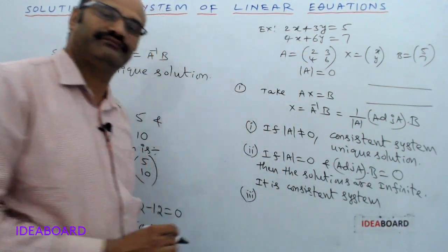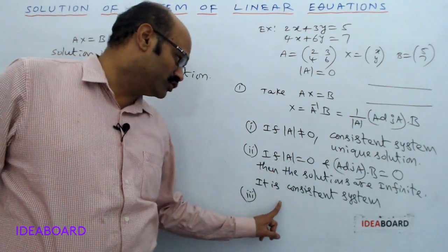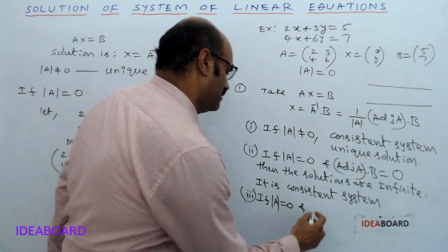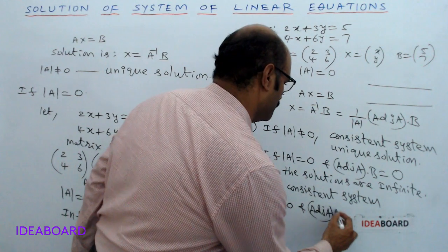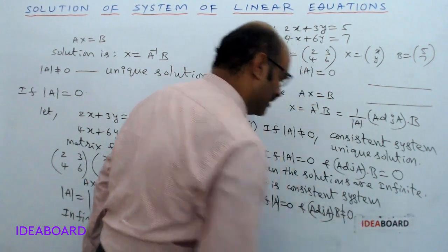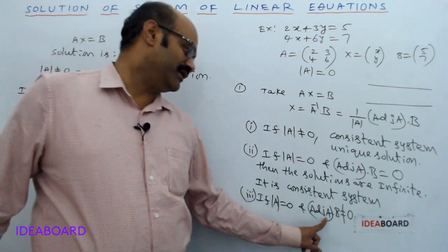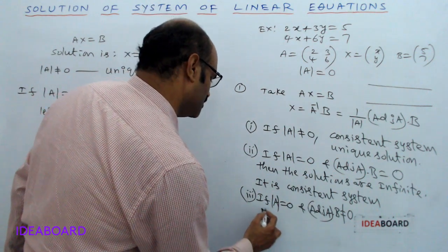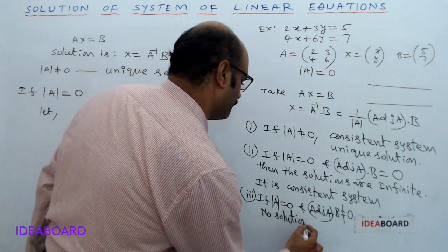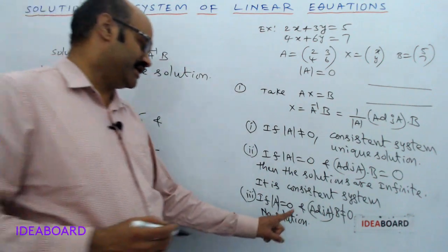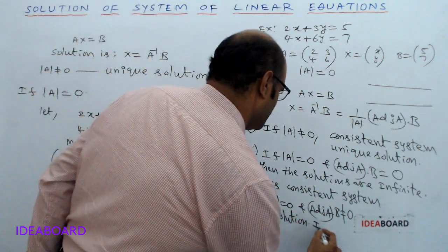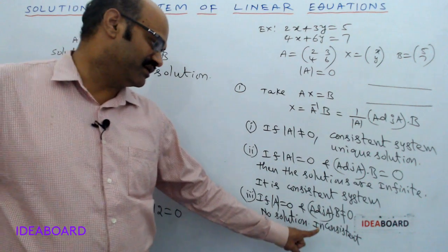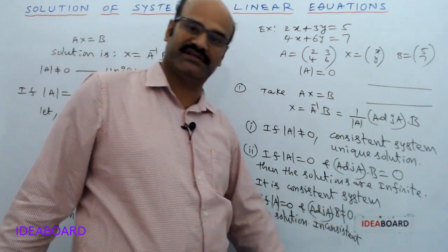Next, third case: if det A equal to 0 and adjoint of A into B is not equal to null matrix, then we say that there is no solution in this case. So we say that the system of equations is said to be inconsistent system of equations.